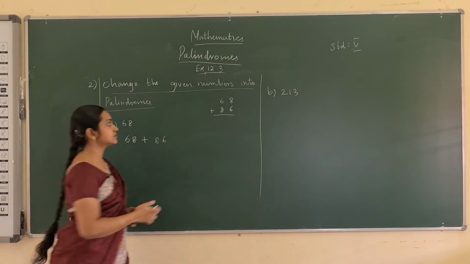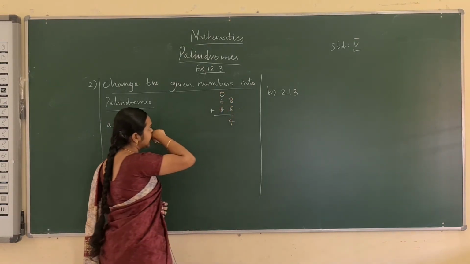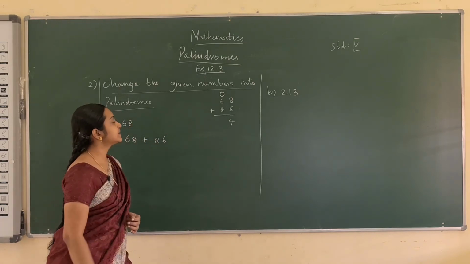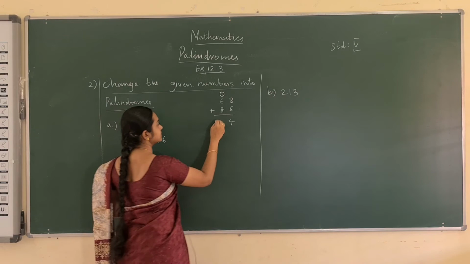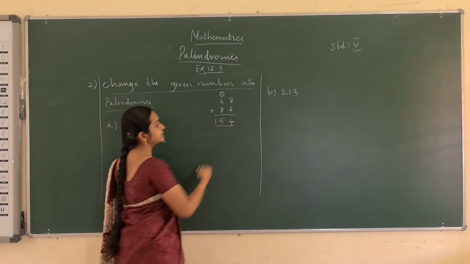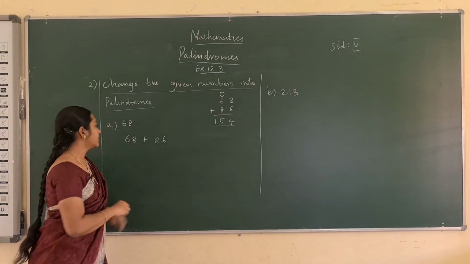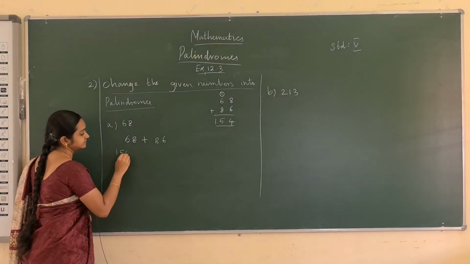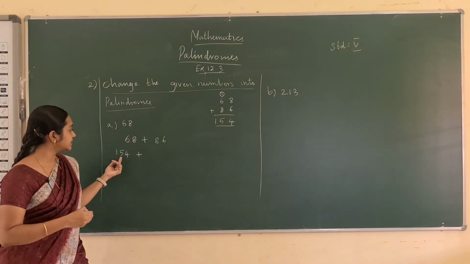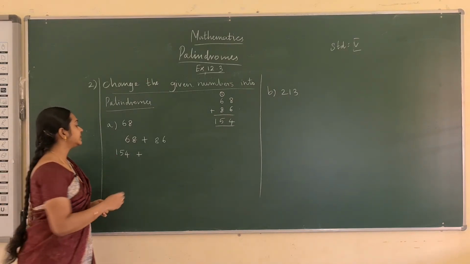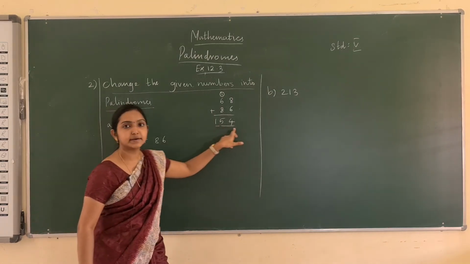8 plus 6 is 14. So write 4 here and 1 is remaining. 6 plus 1 is 7. 7 plus 8 is 15. So it is 154. 154 is not a palindrome. So the next step is we have to reverse 154. It is 451. This number is not a palindrome.